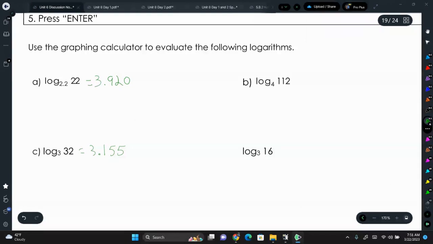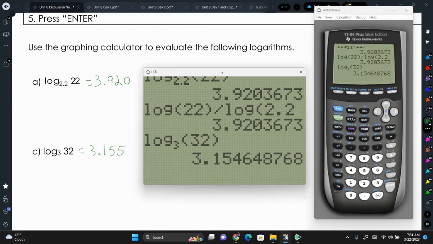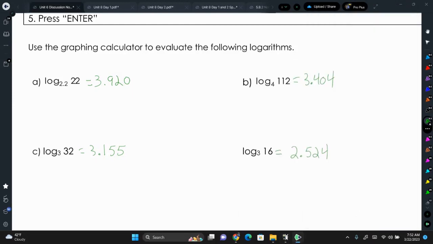All right, pause the video and try these two problems over here. And once you're done, unpause it to see what you get. All right, so these are the answers you should have gotten. And like I said, you have multiple tools now. Sometimes I think it's quicker to type in the log button on your calculator and use the change of base formula instead of having to do alpha window, then go down to the fifth one, and so on. So you have those options to choose from.